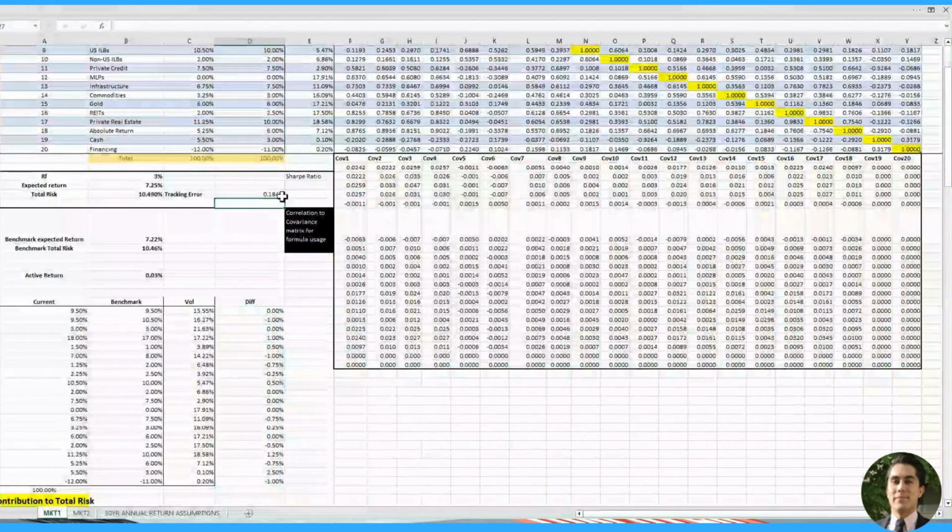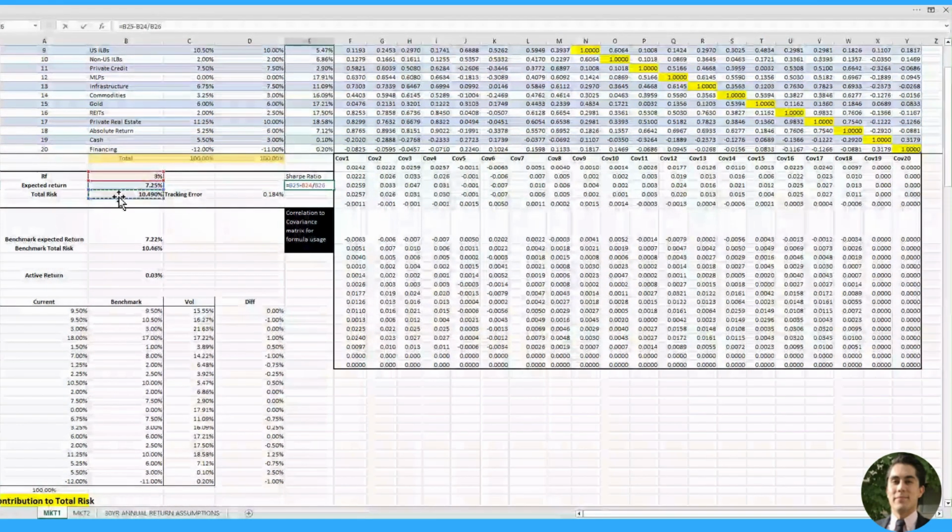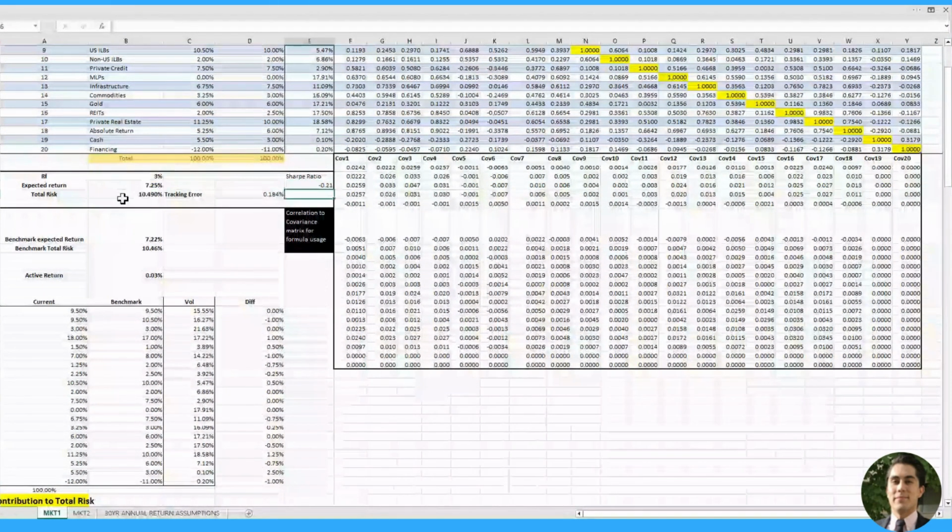And there we go. So this would be our tracking error, 0.18, and then our Sharpe ratio is simply another computation to see how much risk we are taking over the risk-free rate. So it would be our expected return minus our risk-free rate and divided by your tracking error, your total risk.